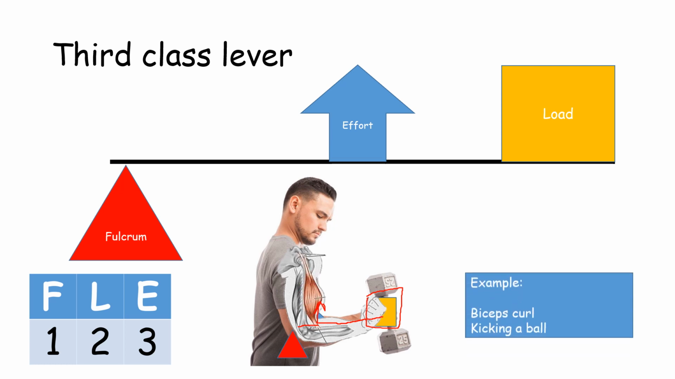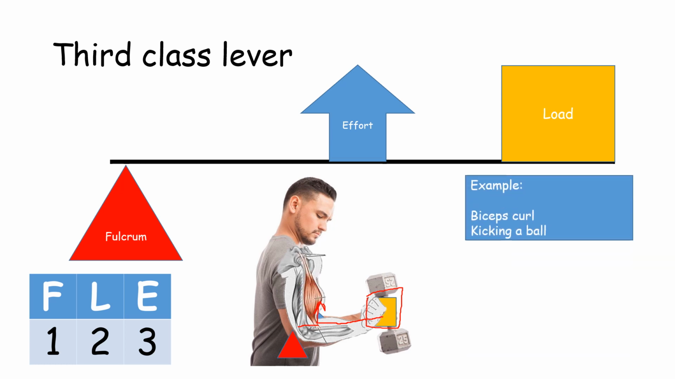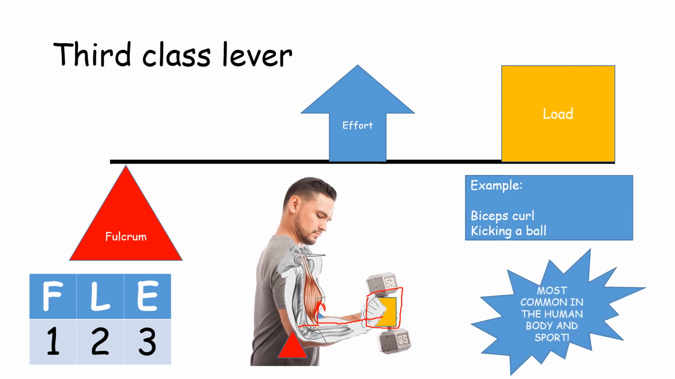One more thing about third class lever systems is that the examples you need to know are bicep curls and kicking a ball, but also it is the most common class of lever in the human body. I know this probably sounds a little bit unambitious, but if you get a question asking you to classify a lever system and you are not 100% sure, my recommendation would be to just guess third class lever system, because it's the most common one, so it's most likely to be questioned.